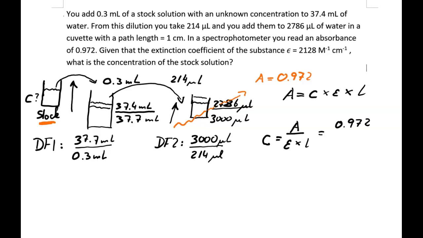So this here would be 0.972 divided by, what have we got? That's the extinction coefficient, 2128 molar to the minus 1 centimeter minus 1 times 1 centimeter. And the centimeter cancels out here.